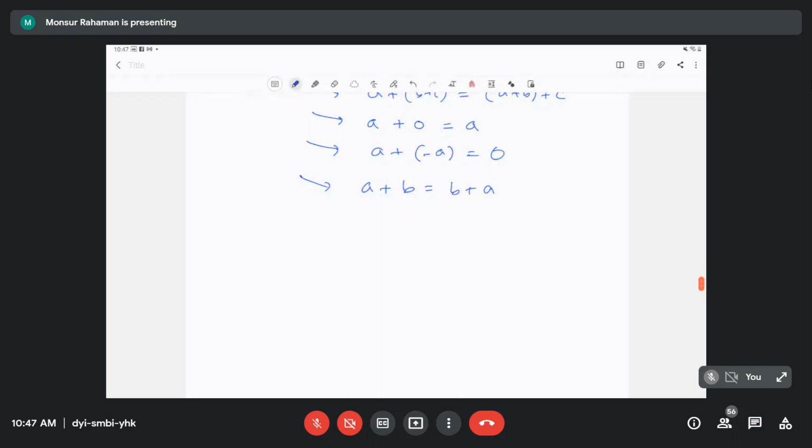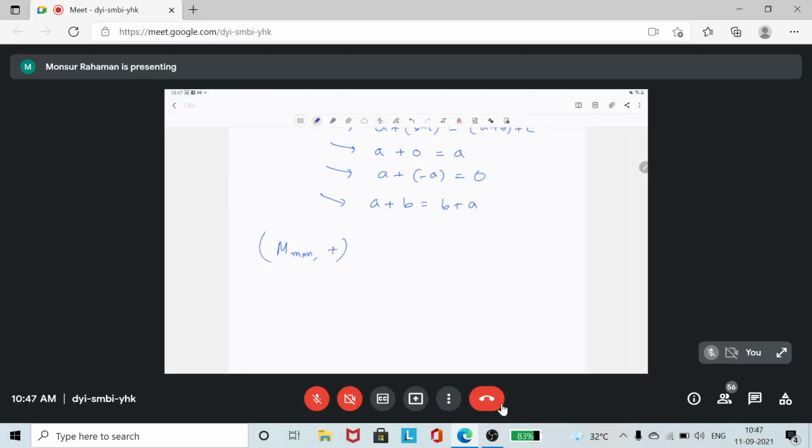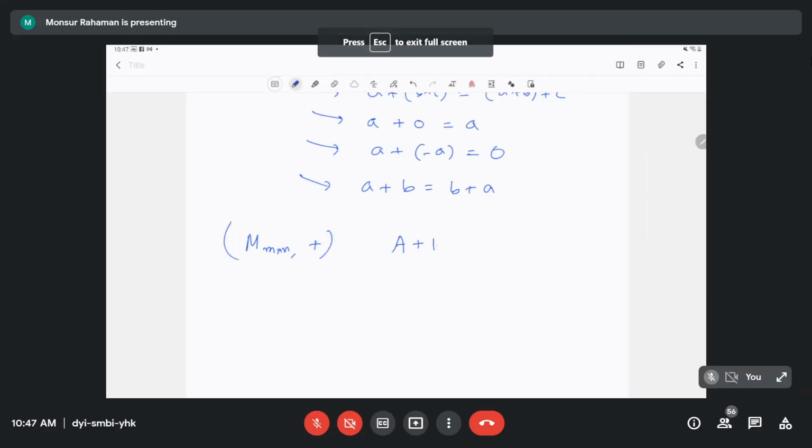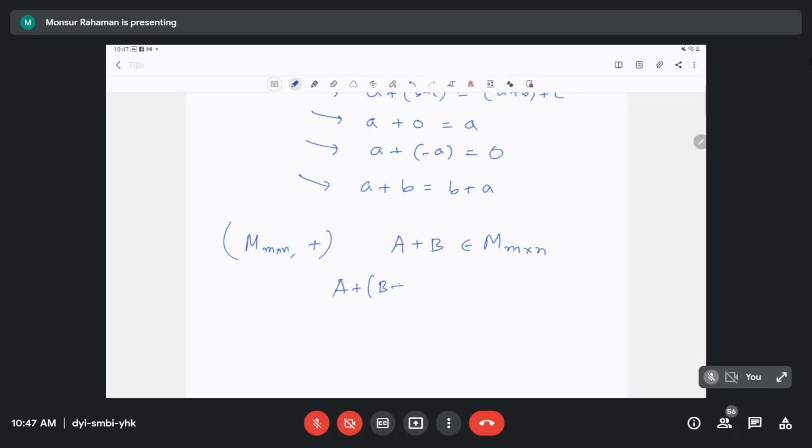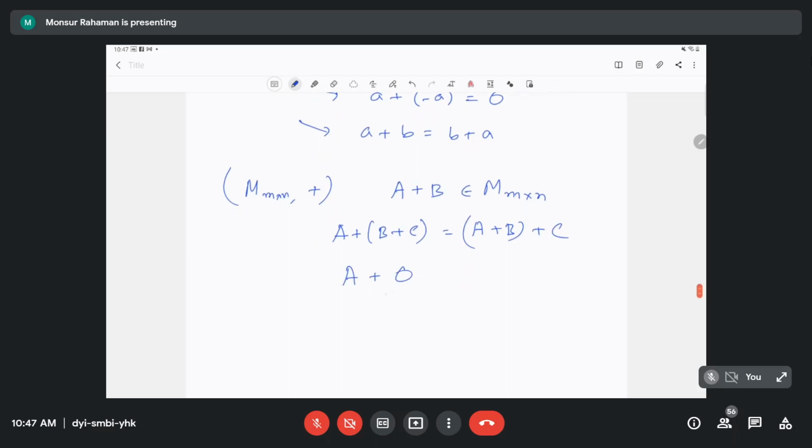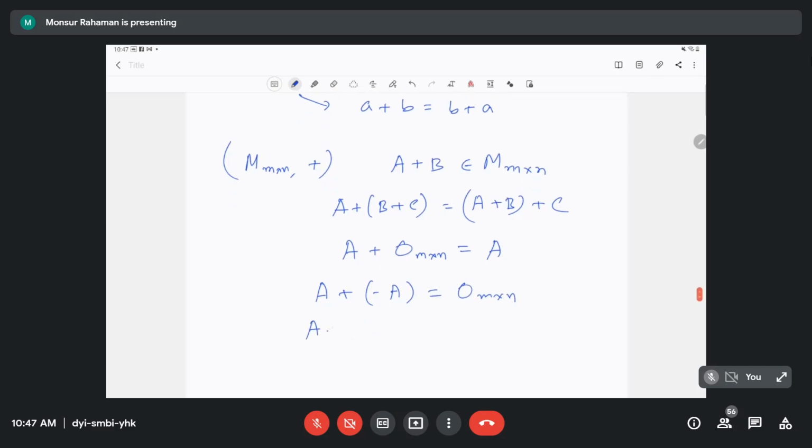Okay. For example, what about M cross N matrices with respect to addition? Is it a group or not? It is a group, and an abelian group also, because if you add any two M cross N matrices, it will be an M cross N matrix again. It will satisfy the associative property. It has an identity element 0, and it has an inverse element. And it is an abelian group, because if you add them in either sequence, the results will be equal. So it is an abelian group.